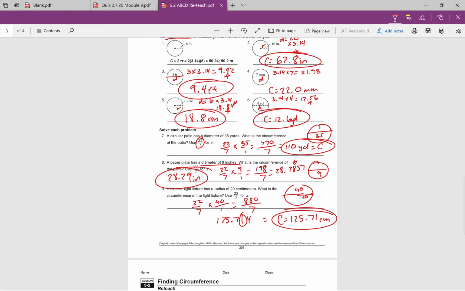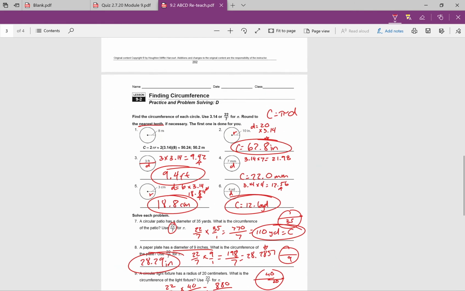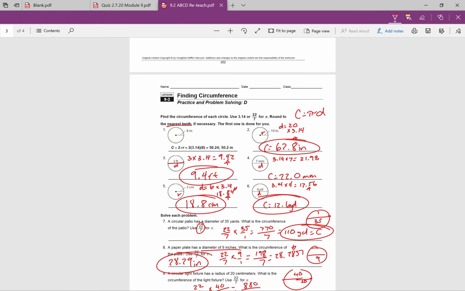Again, for circles, for circumference, you need the diameter. If you're given the radius, you have to multiply by 2 before you can multiply by pi.